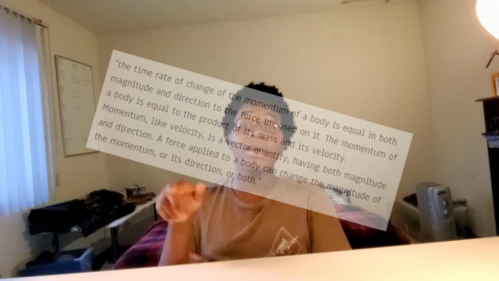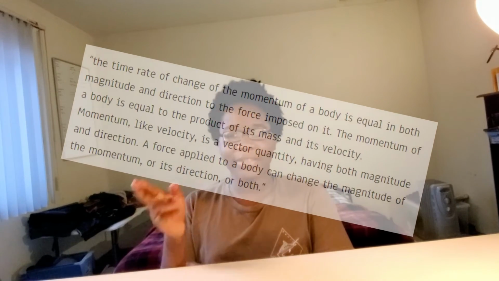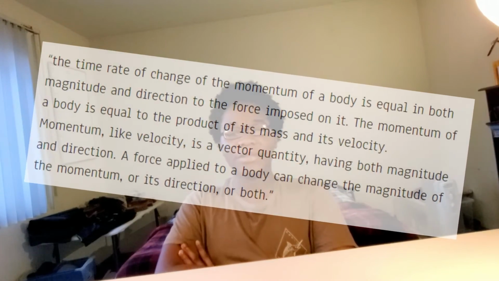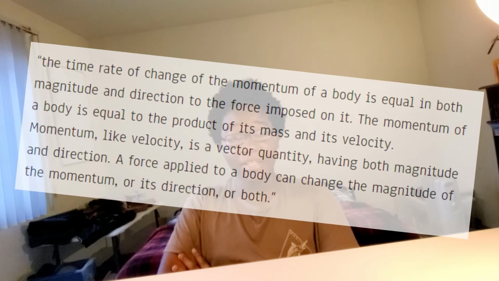Newton's second law of motion states that the time rate of change of the momentum of a body is equal in both magnitude and direction to the force imposed on it. The momentum of the body is equal to the product of its mass and velocity. Velocity is a vector quantity having both magnitude and direction. A force applied to a body can change the magnitude or its direction.